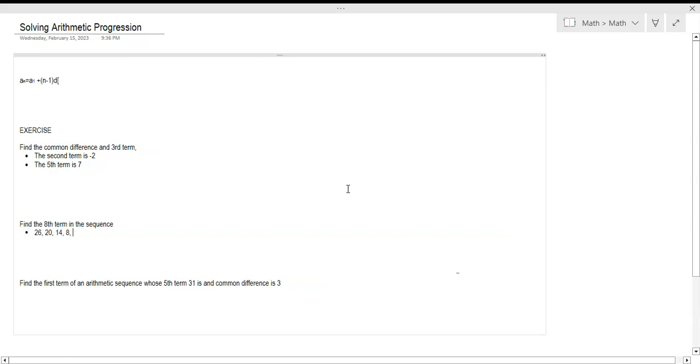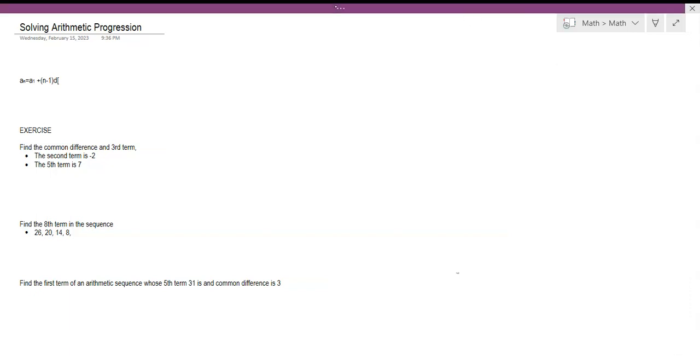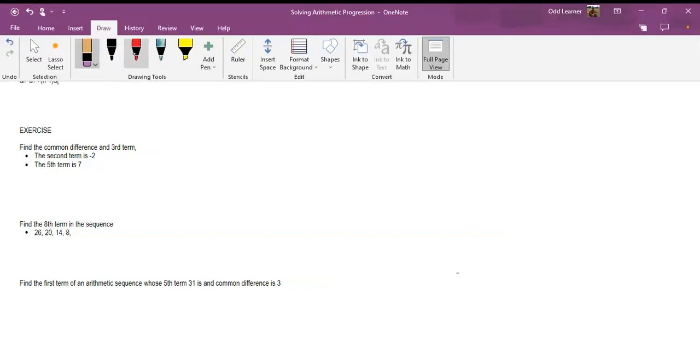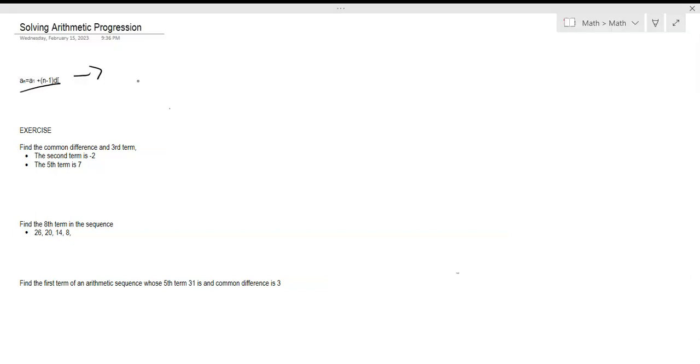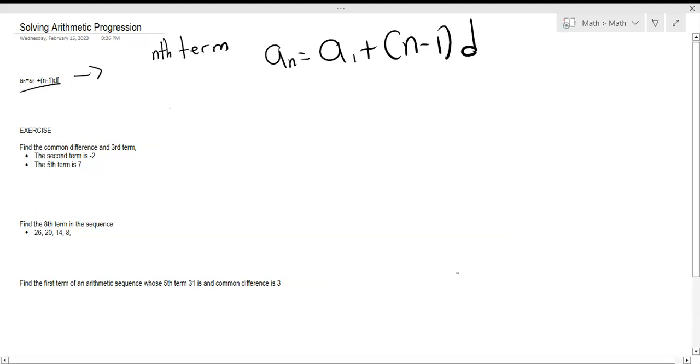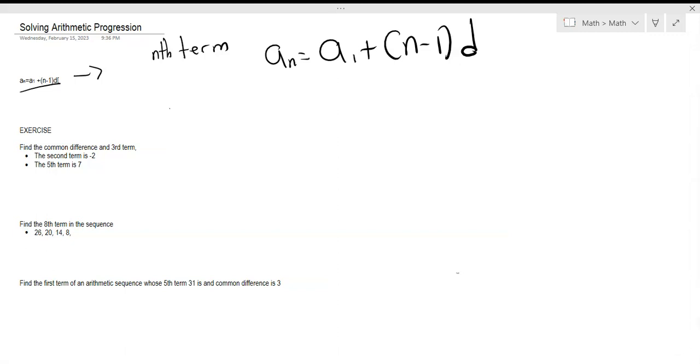Before we solve any AP question, we always have to remember the general formula, which is the formula for the nth term: an is equal to a1 plus (n minus 1)d. Once you know that, you'll be able to solve any arithmetic progression question. So let's go to the exercises.